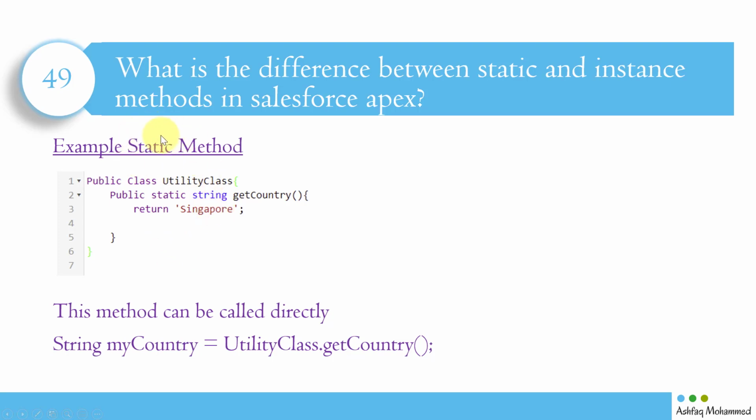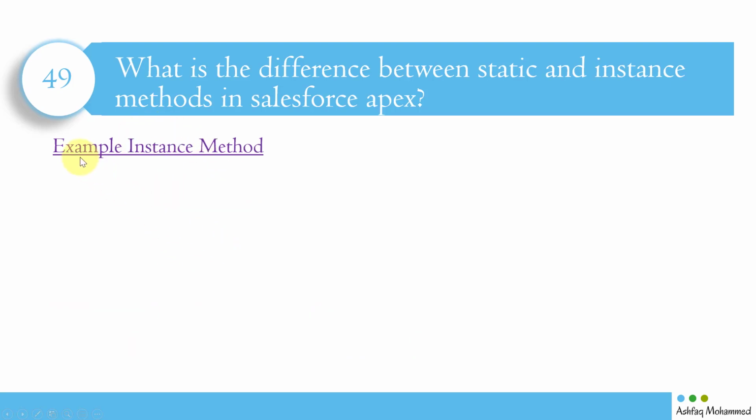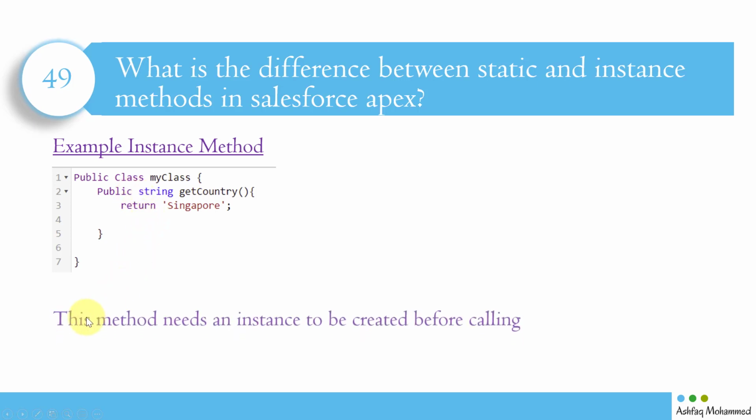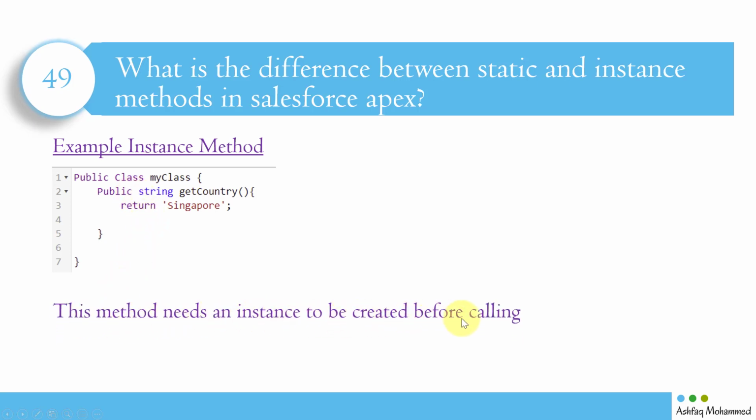This is static. But let's see the example of an instance method. Here I have written the same class, but the static keyword is missing over here, which makes it an instance method. If there is no static keyword, then it's an instance method. So how do we call this one? This method needs an instance to be created before calling. So utility class u equals new utility class, meaning we are instantiating.